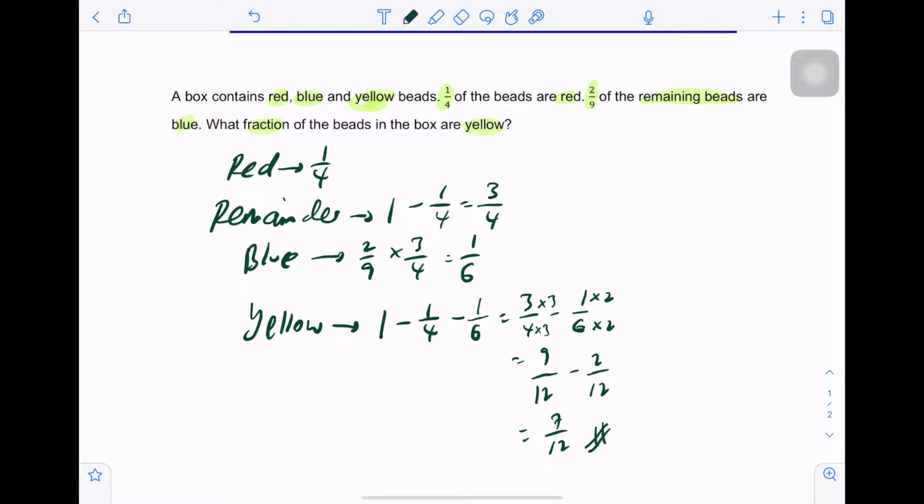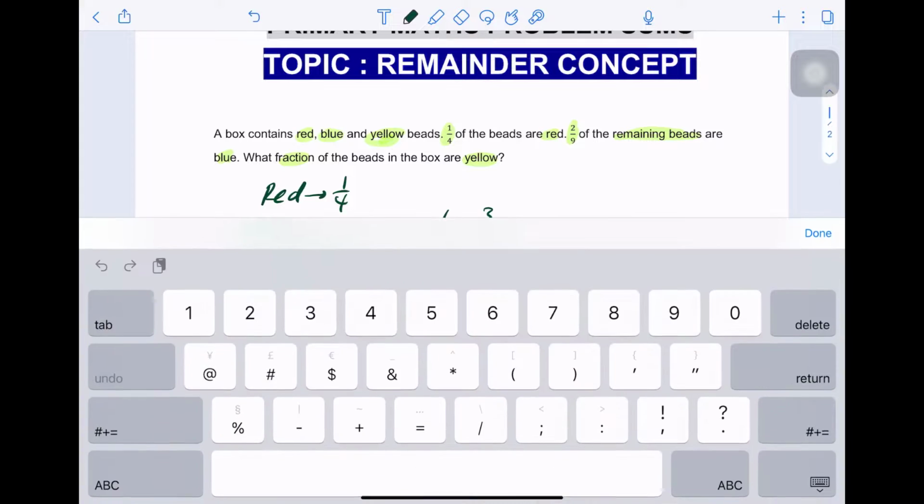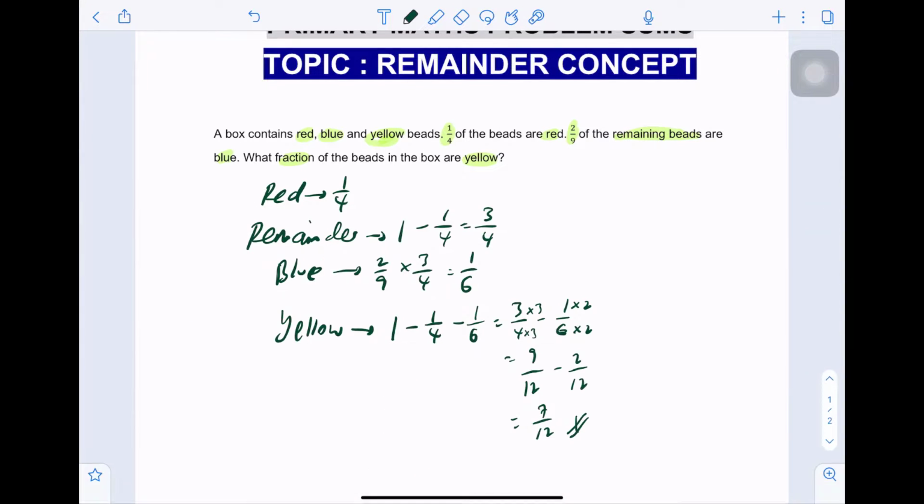What fraction of the beads are yellow? 7/12 of the beads are yellow.